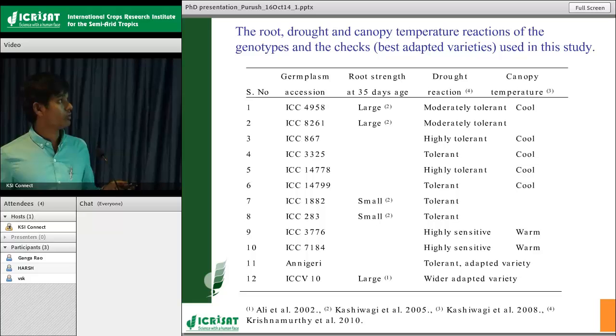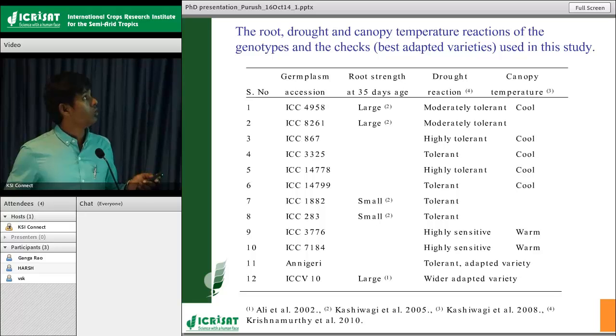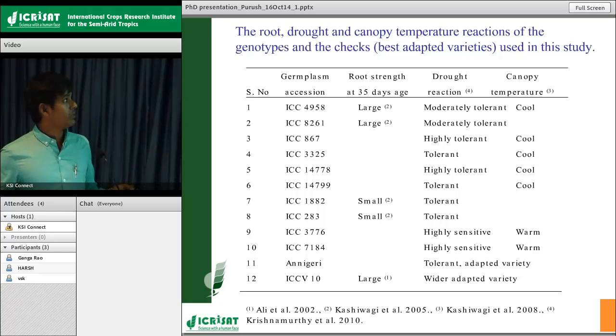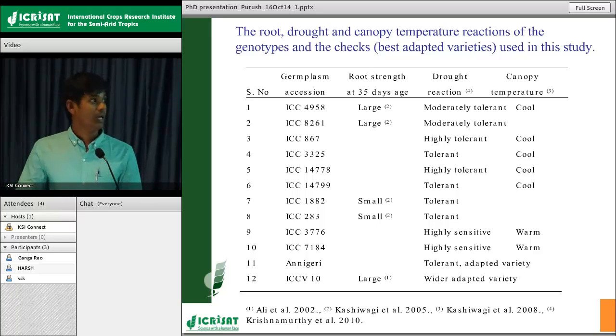and these 1882 and 283 were selected for their weak root system at the vegetative stage as well. And we have also selected 2 field-based drought tolerant genotypes that showed a highly tolerant reaction in the field, and ICC 3325 and 14799 showed a low level of tolerance in field conditions. The genotypes 3776 and 7184 were selected for their sensitivity. As checks, we selected Annigeri and ICCV 10 to compare those genotypes with the locally adapted variety.